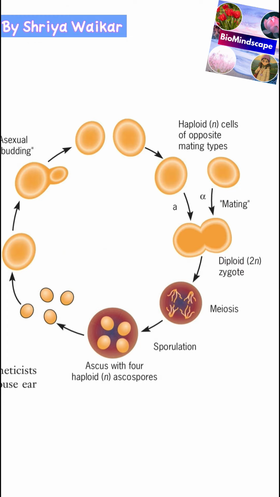And this yeast, that is Saccharomyces cerevisiae, alternates between haploid and diploid phases, and the haploid cell reproduces by budding. Opposite mating types fuse to form a diploid zygote, which undergoes meiosis and sporulation to produce the four haploid ascospores.